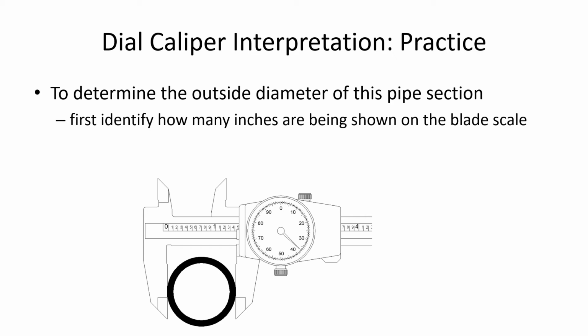All right, it says to determine the outside diameter of this pipe section, first identify how many inches are being shown on the blade scale. Well, first of all, is this an outside, inside, step, or depth measurement? We could tell it is an outside measurement because they're using those 2 faces to take the measurement. All right, so how many inches are being shown?